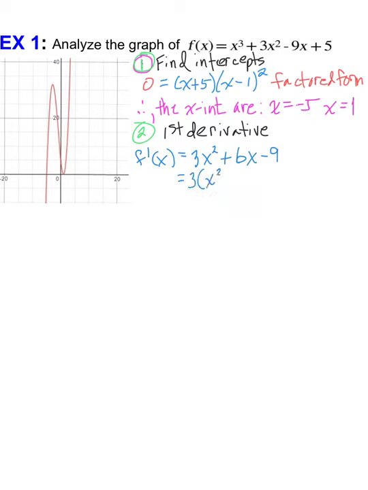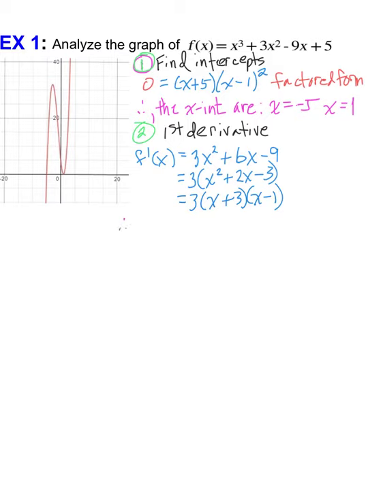So I get x squared plus 2x minus 3. And then the factors of 3 that subtract to give me 2. So you should know how to factor a quadratic. Would be x plus 3 and x minus 1. So there's your factored form. And so from this I can determine what my critical numbers are.